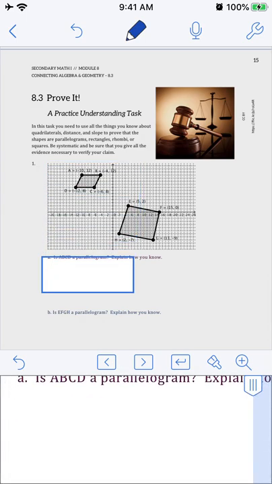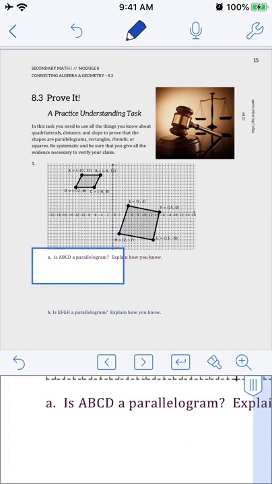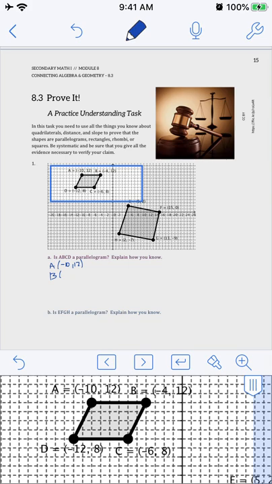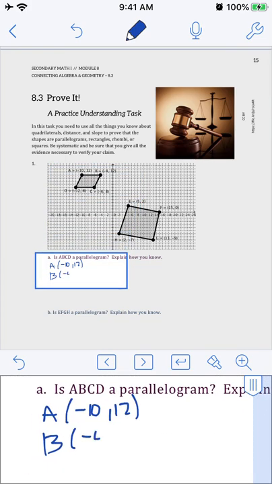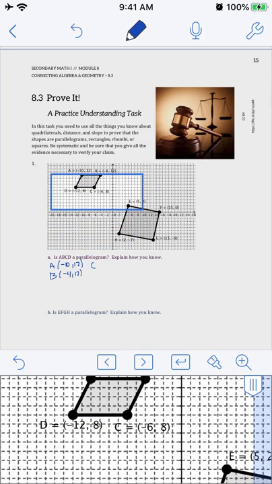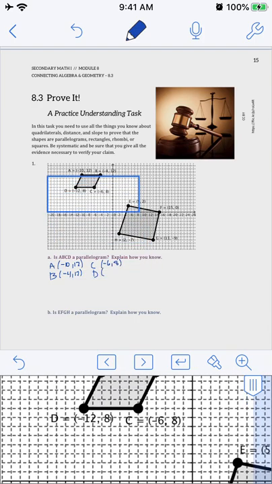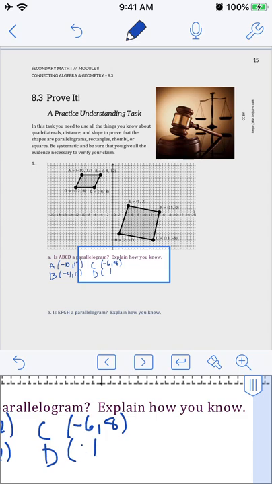Alright, so let's kind of copy paste this information down here. A is at -10, 12. B is at -4, 12. C is at -6, 8. And D is at -12, 8. Okay.